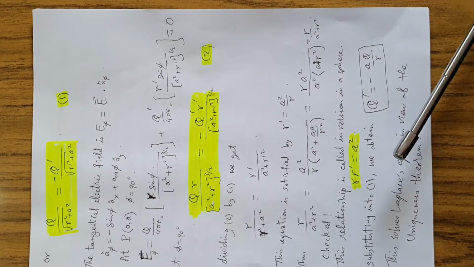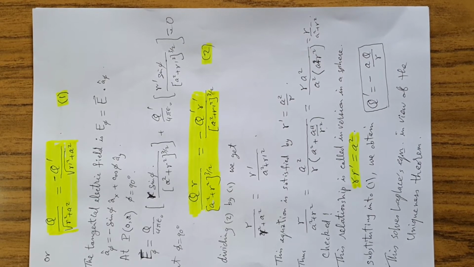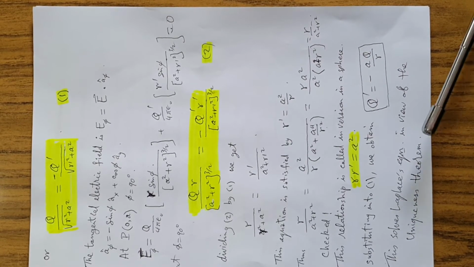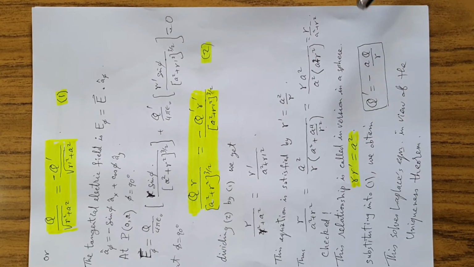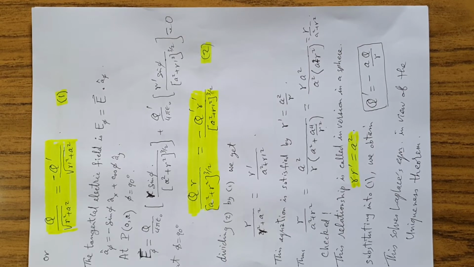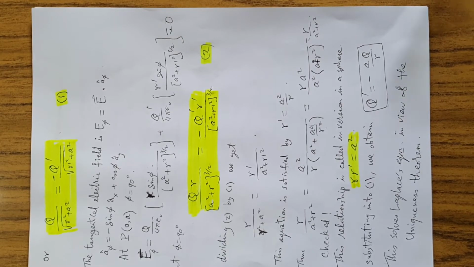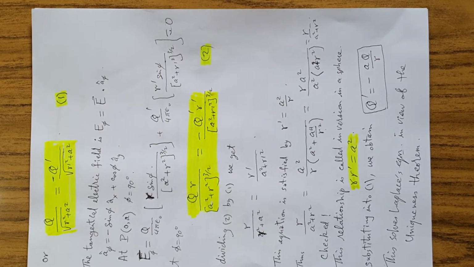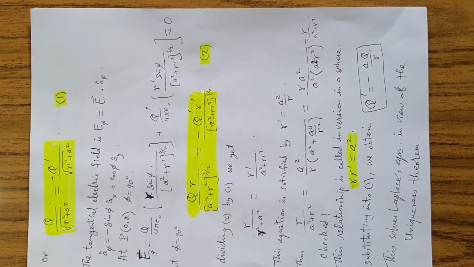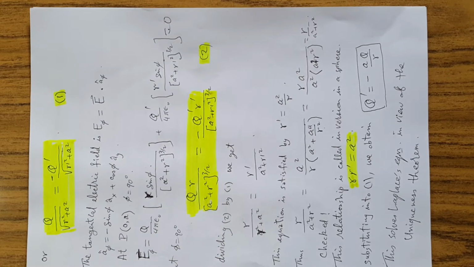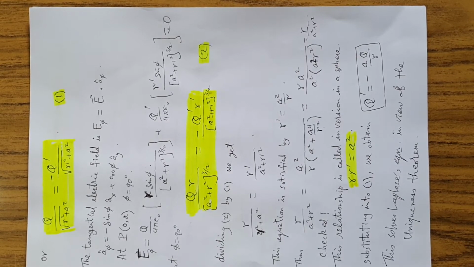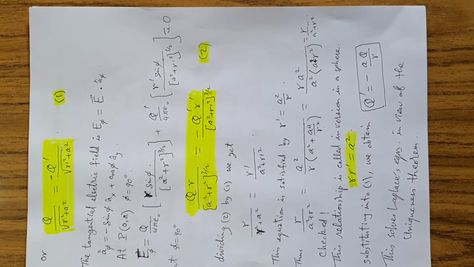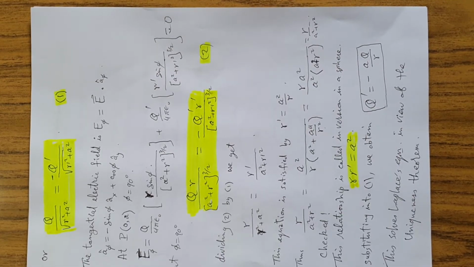So r prime equals a squared over r. And if we substitute into equation 1, we obtain q prime to be minus a times q over r. Since r is greater than a, q prime is smaller than q. And you know this from spherical mirrors. If you have a convex mirror, the image is smaller than the original. So this solves Laplace's equation in view of the uniqueness theorem.